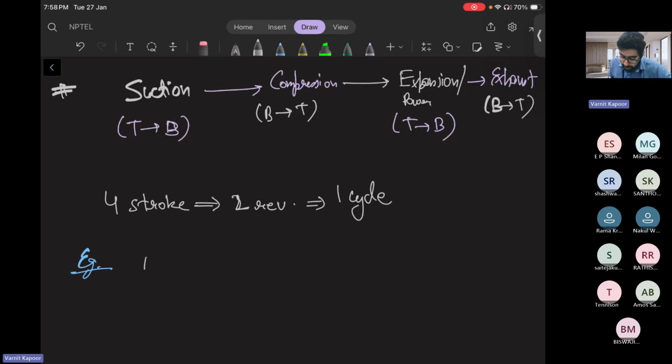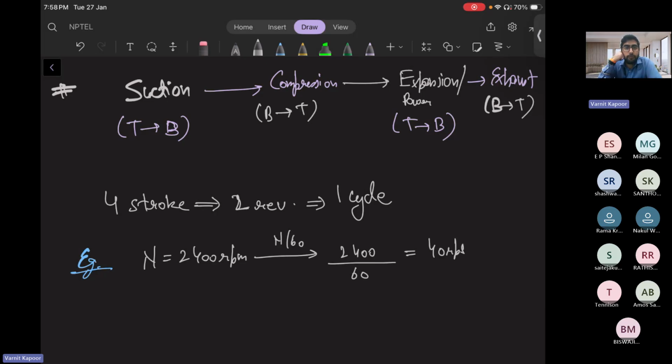Let's take an example. Say my N is 2400 RPM. In 1 minute, there are 2400 revolutions. In RPS, I divide by 60, because 1 minute has 60 seconds. So 2400 divided by 60 is 40 RPS, 40 revolutions in 1 second. 2 revolutions make 1 cycle. So how many cycles will 40 revolutions make? Please, anyone?